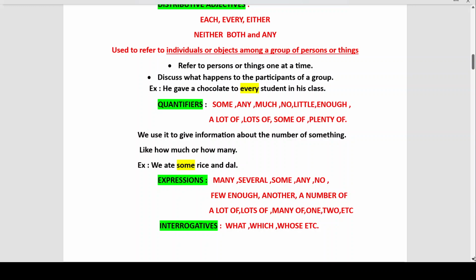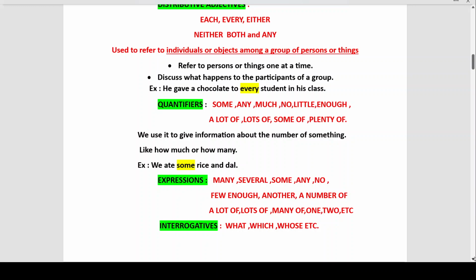Now, in his class, there will be at least some 50-60 students. What is the event which is happening here? He is giving a chocolate to every one of those 50 students in his class. So the distributive adjective every is being used as the determiner here. Now what does the determiner do? It determines the noun. In this sentence, which is the noun? Student is the noun. As we know, determiners always precede a noun. Precede means come before a noun. Here the noun is student and the determiner every is coming before it. So, I hope distributive adjectives are clear to you.